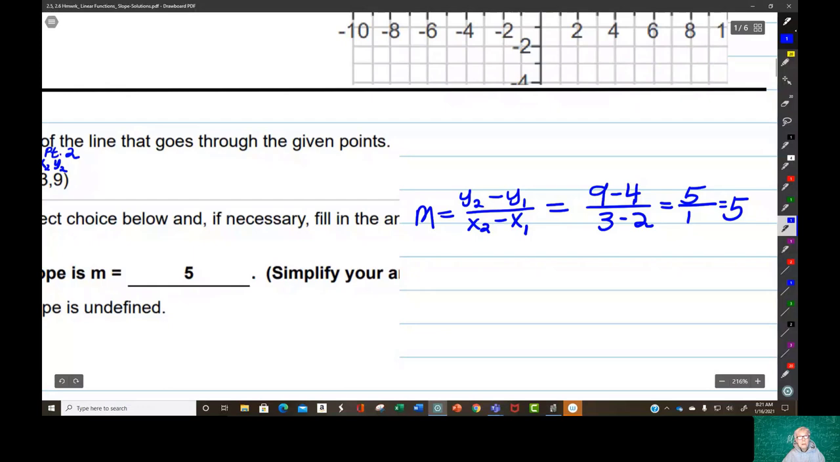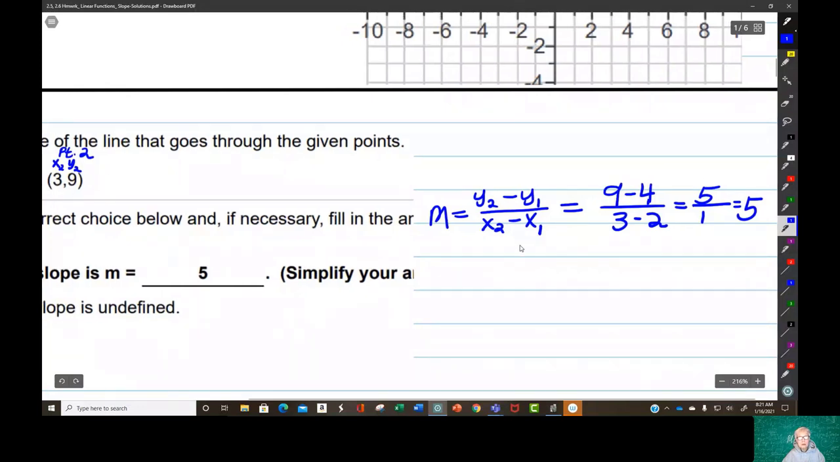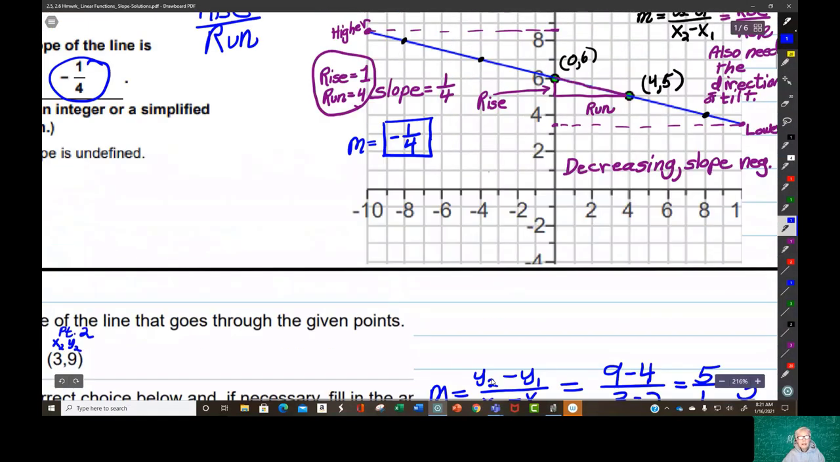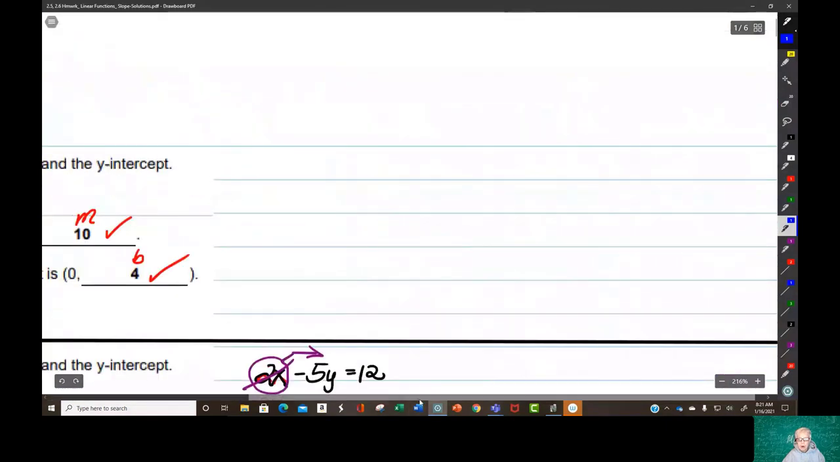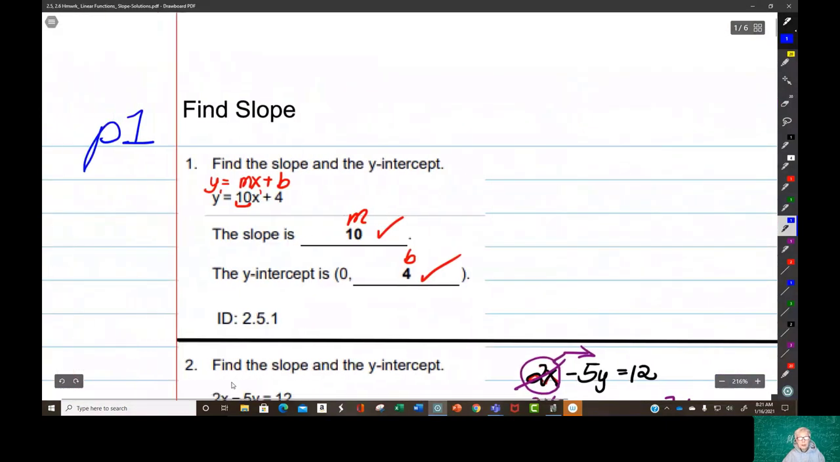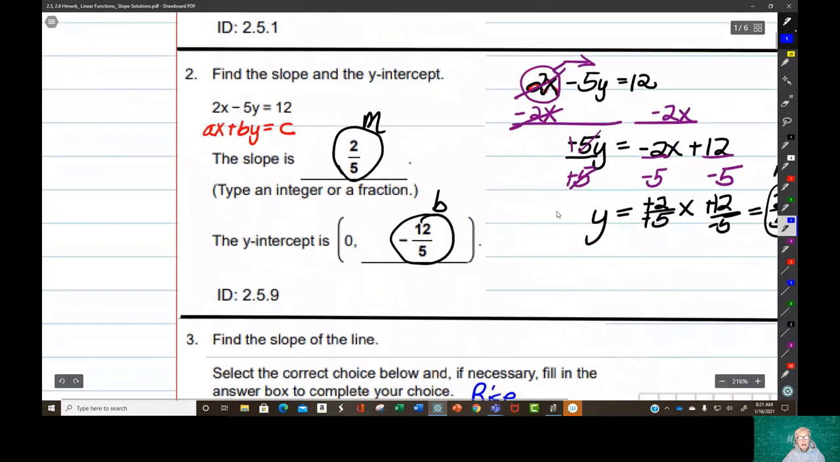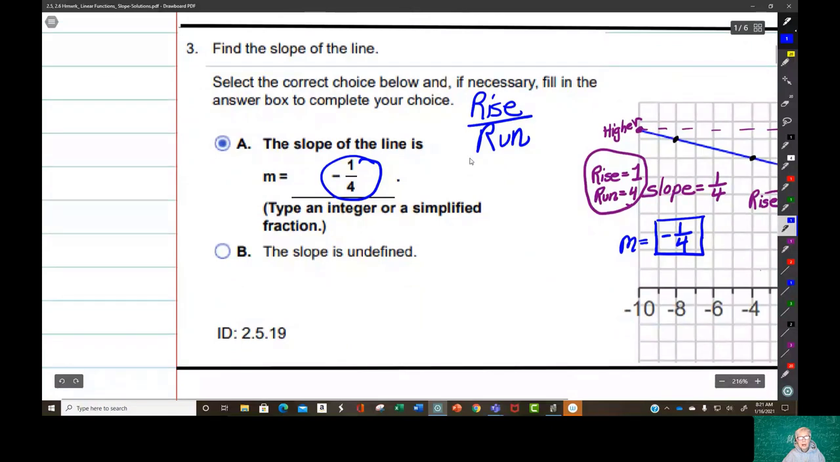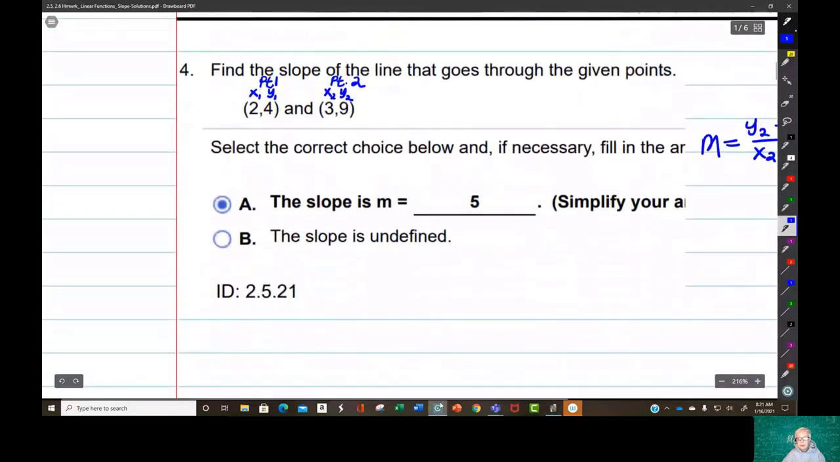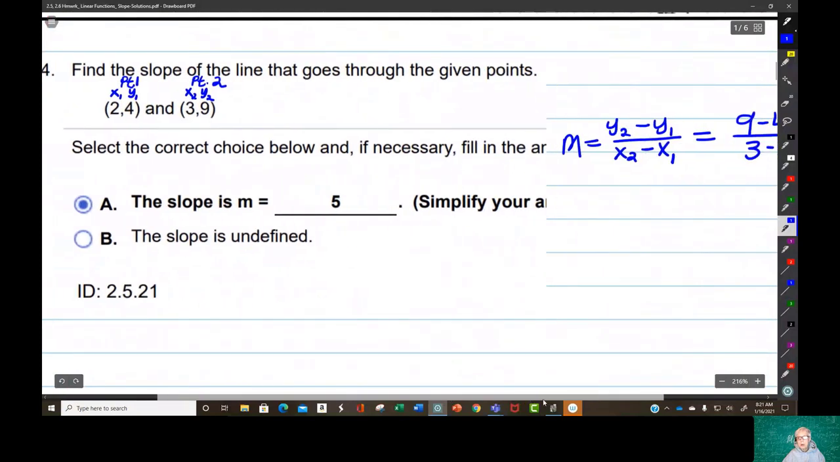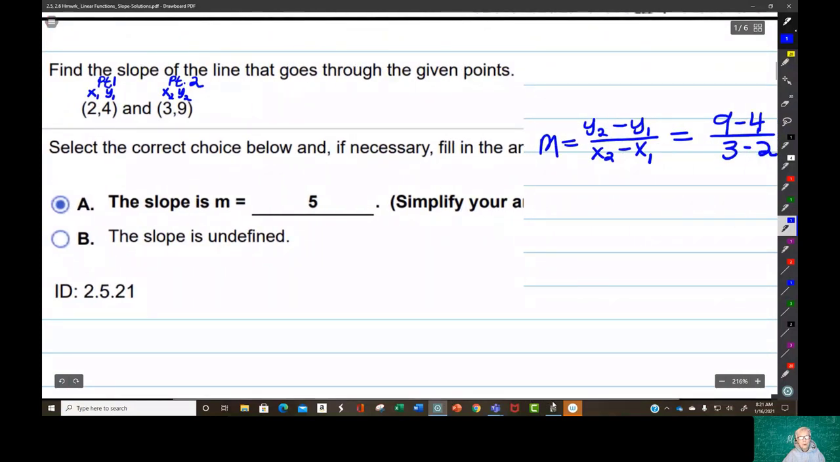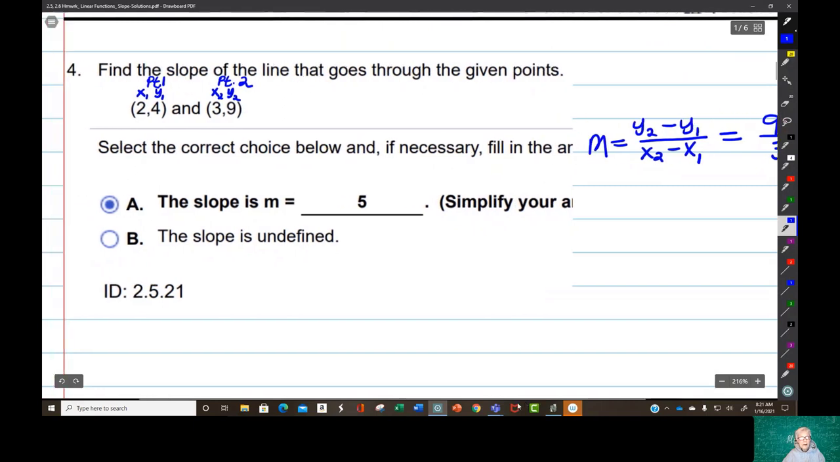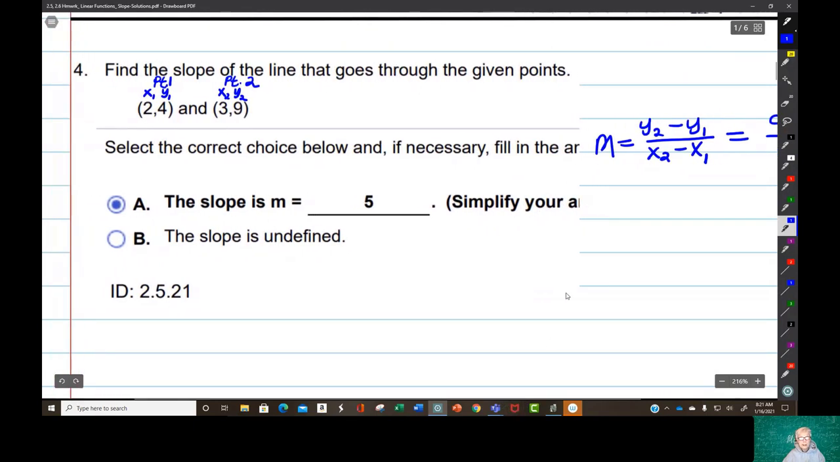Okay, if you haven't memorized that yet, make a flashcard. In fact, you might want to keep track of all the formulas so you can make flashcards. We've got y equals mx plus b, slope intercept form, and ax plus by equals c, that's standard form, and slope equals rise over run, and slope equals y2 minus y1 over x2 minus x1. There are a lot of formulas to remember in math.